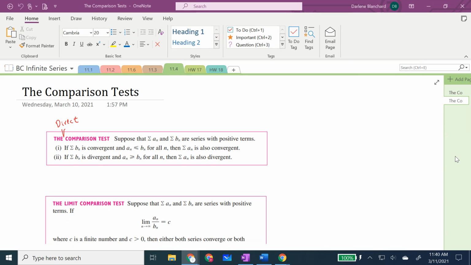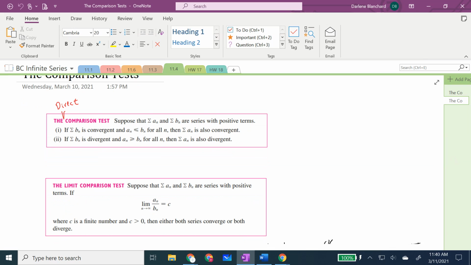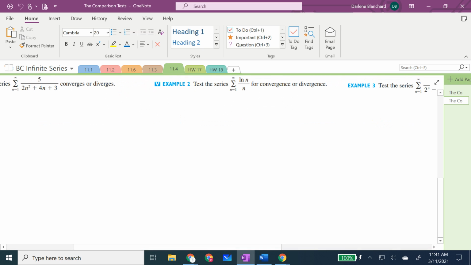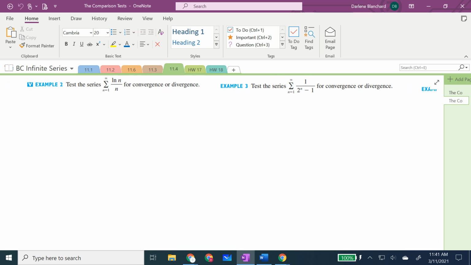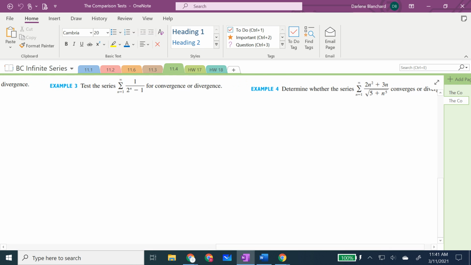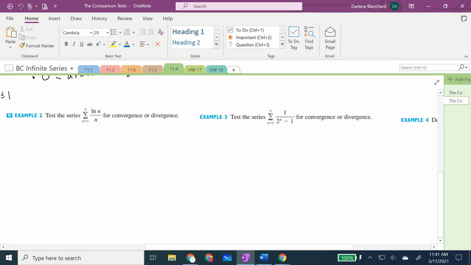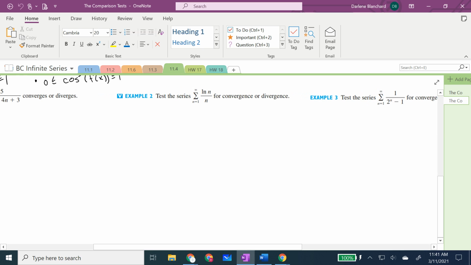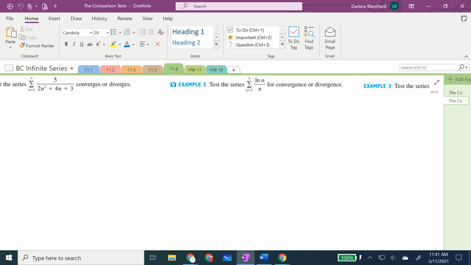There are two comparison tests, and we need them when we have series that look like the following. And we're going to go through these 4 examples today. What you'll notice is all of these series look either close to being a geometric series or they look close to being a p-series.